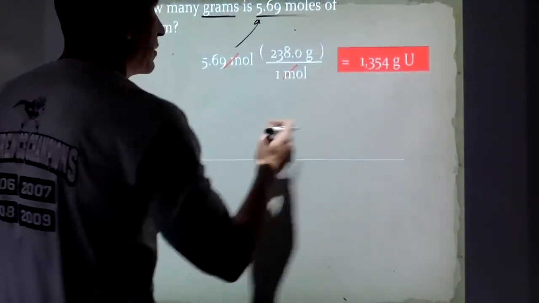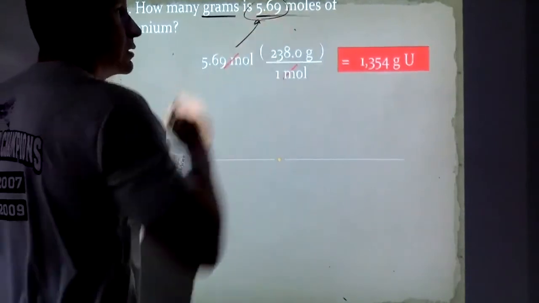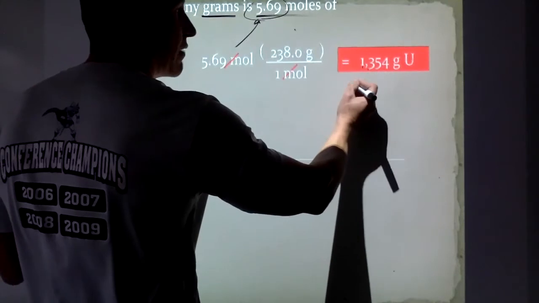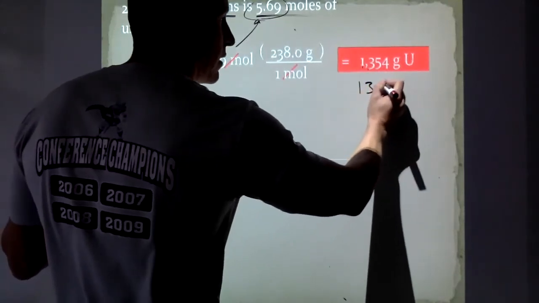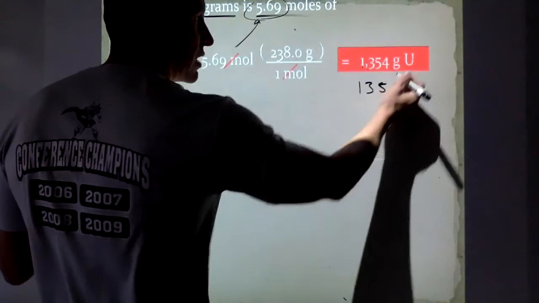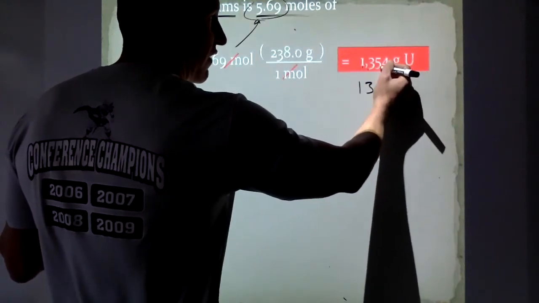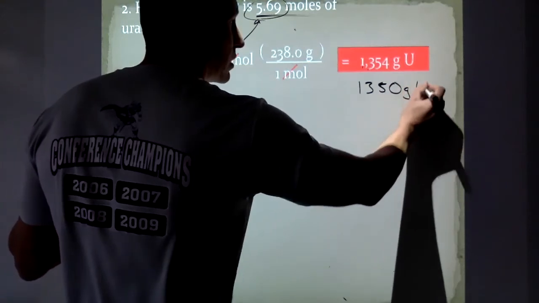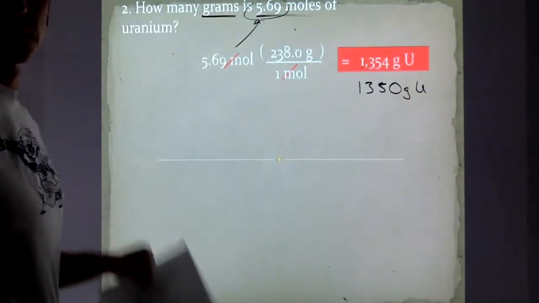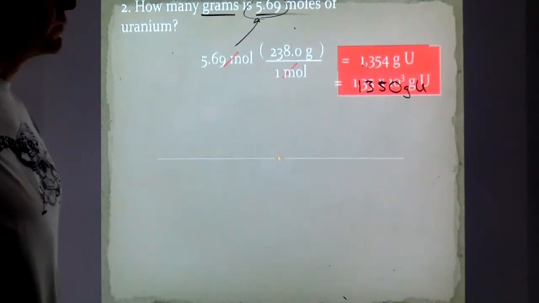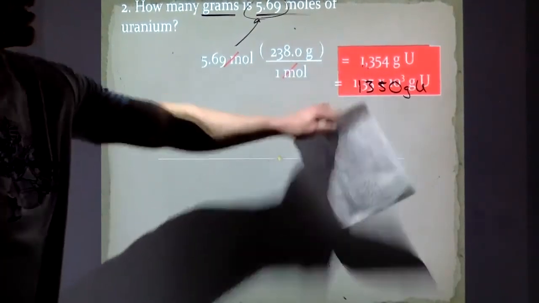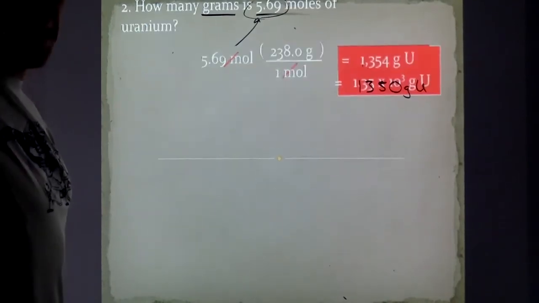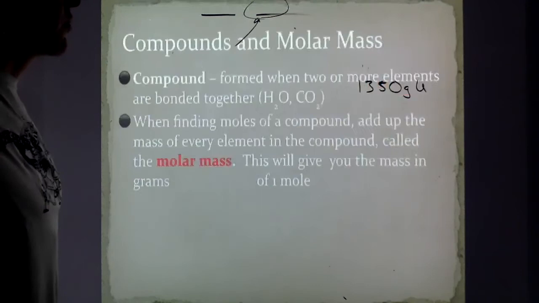1,354 grams of uranium. Now, 3 sig figs. It only has 3. This one has 1, 2, 3, 4. So I need this to have 3. So I go 1, 3, 5. There's 3 sig figs. The 4 doesn't make a 5 go up. We're just going to round it down. So 1,350 grams of uranium. Or we write it as scientific notation. Okay, so there's mole problems. We'll do some more practice with that, but we're going to move on for this one right now.